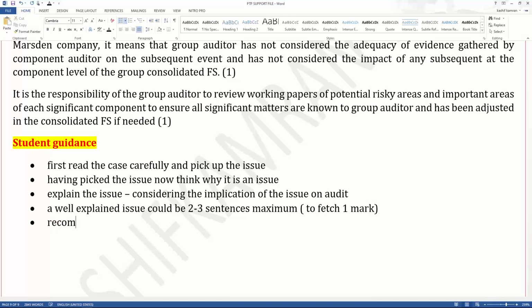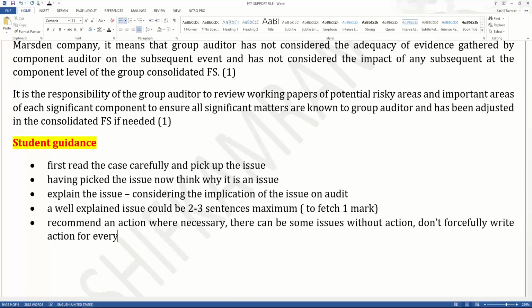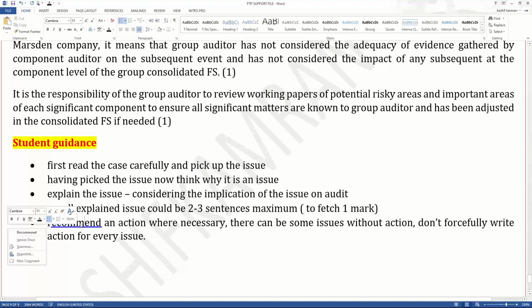And recommend an action where necessary. There can be some issues without action, so don't forcefully write an action for every issue. Is that clear? Is that summary guidance clear to all of you? Will that help you a long way in writing an answer for ethical, professional, and quality control issues?